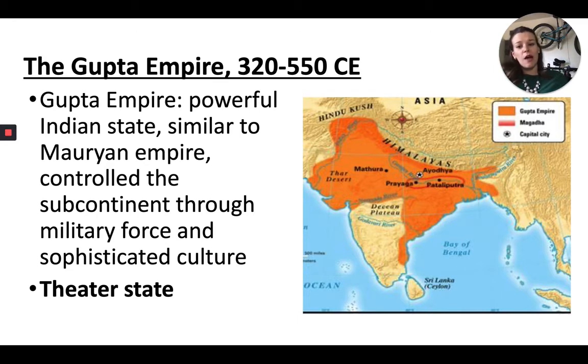We do see, however, that the Gupta Empire supports science and math to a greater extent than the Mauryans. So astronomers, mathematicians, and scientists all get royal support. So during this time, they are going to invent the concept of zero and the numbering system that we use today.